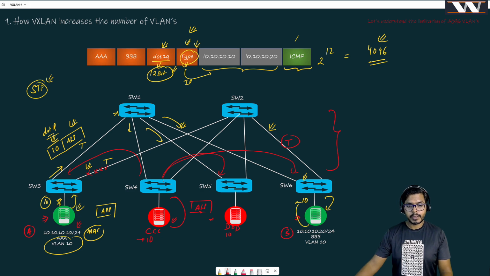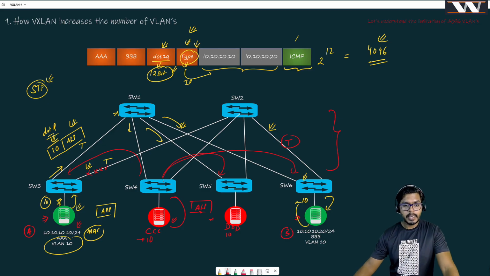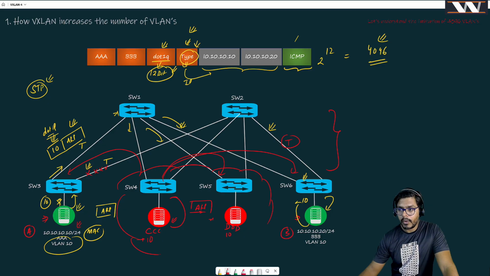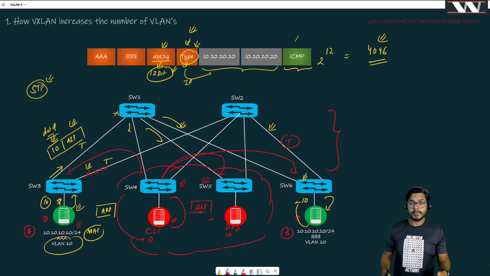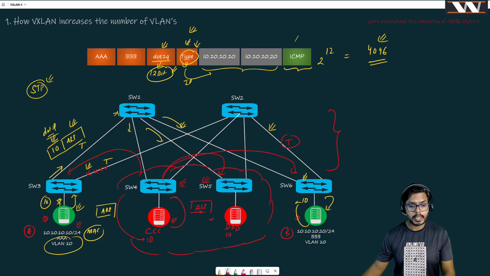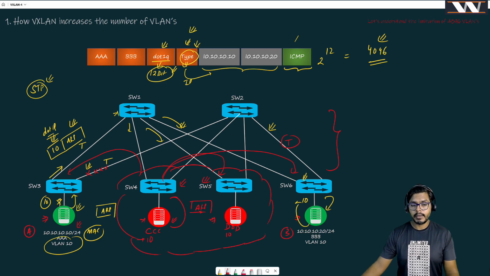Interesting. But here is the question. Can you do something like this, that the ARP message from red color servers can only stay in switch 4 and switch 5? And you must be wondering, Mr. Vishnu, that is why we have VLANs. If you want the host C and host D messages to be reachable to only switch 4 and switch 5, then put them in some other VLAN, maybe VLAN number 20.